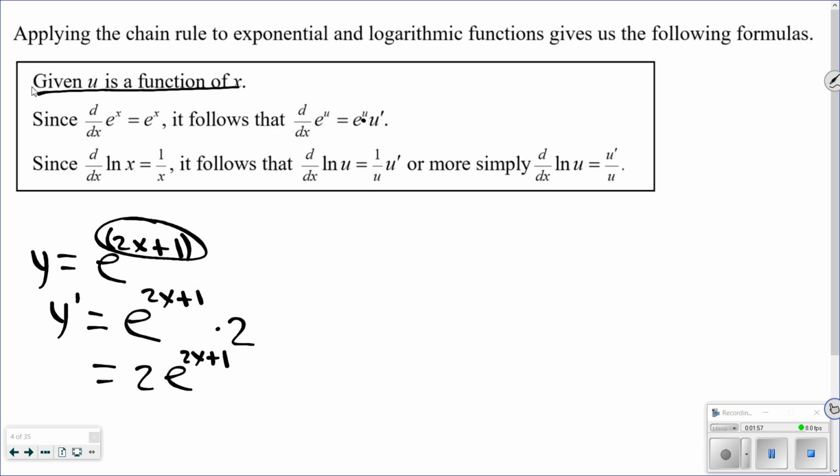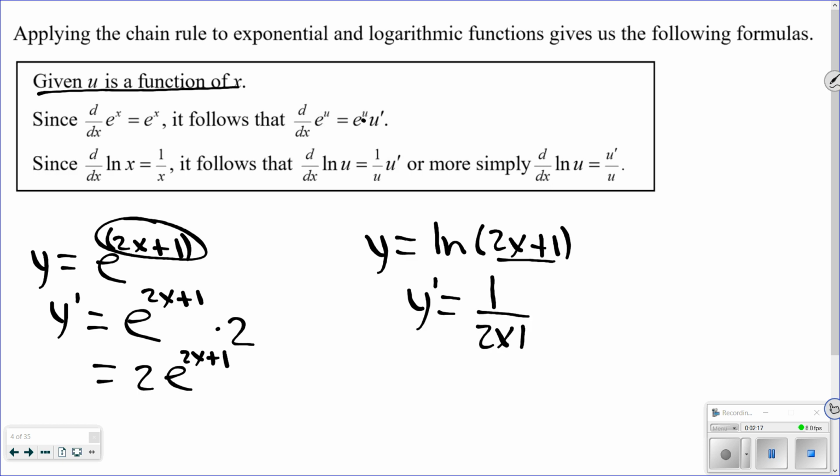Let's do one with the ln. Let's say I have the ln of 2x plus 1. Now I've got my outside function, which is the ln, and my inside function, which is the 2x plus 1. I've got to do the chain rule. So when I take the derivative, I'll call that y again, y prime is equal to 1 over 2x plus 1 times the derivative of the inside. The inside is 2x plus 1, the derivative is 2. When you multiply those together, you end up with 2 over 2x plus 1.